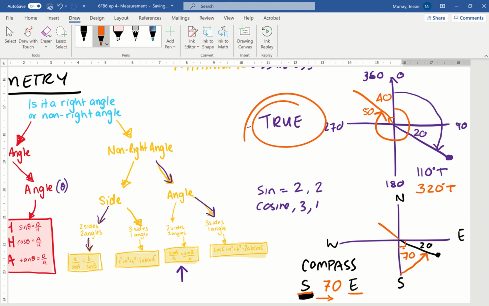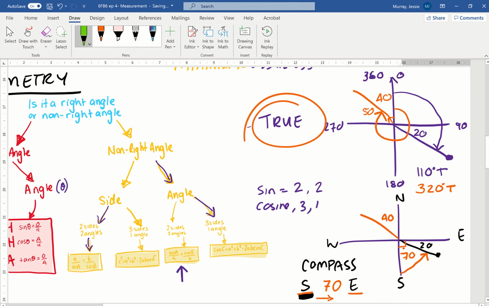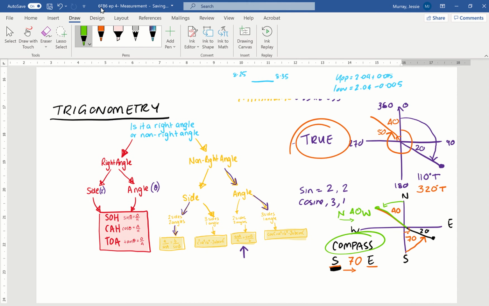So if I was just going to do my previous question up here, this one I say to myself, okay, I need the compass bearing of this line here. It's in between north space west, and I need the angle from the north towards the west. So start at north, go towards the west. That's the angle they gave me, which is 40. So that is your compass bearings. All right.